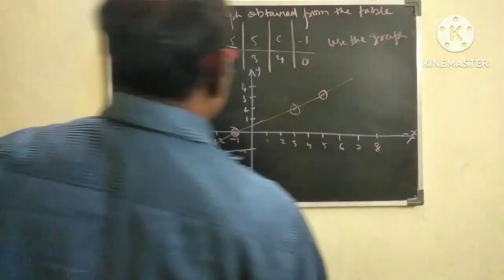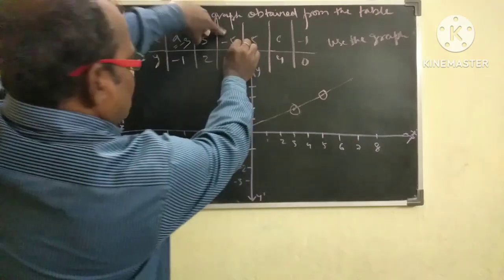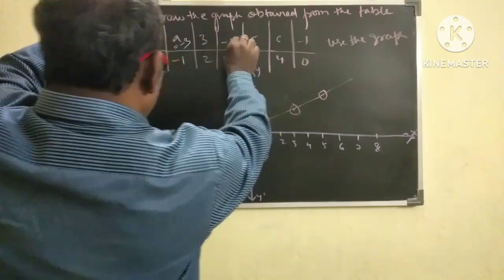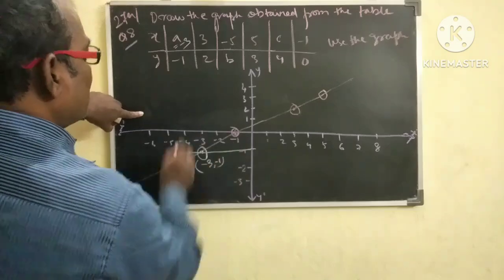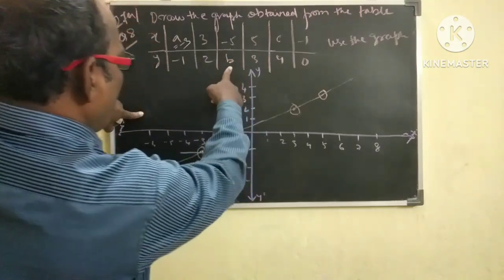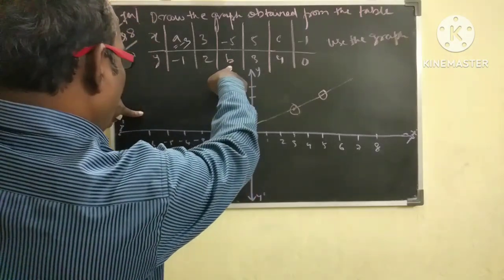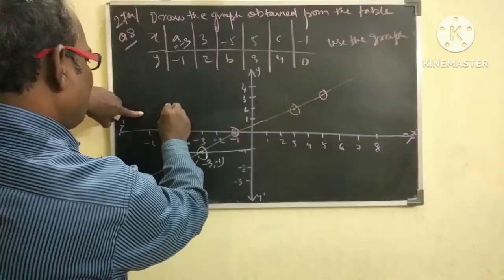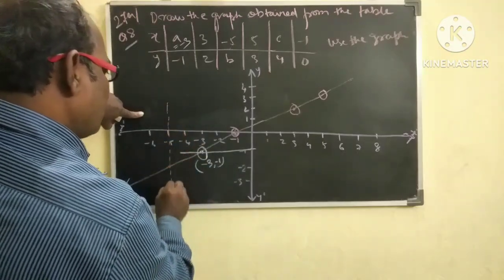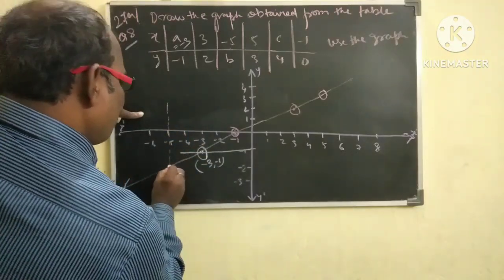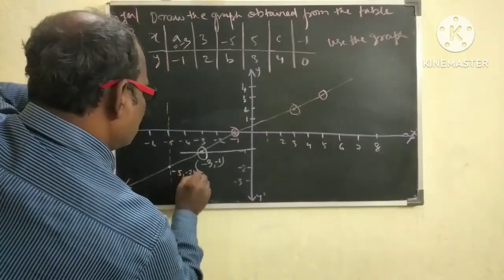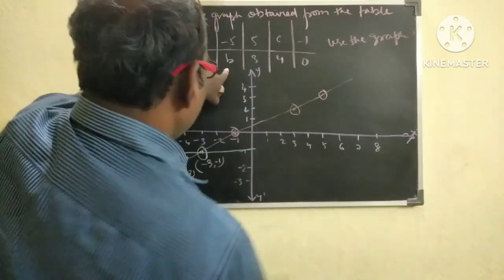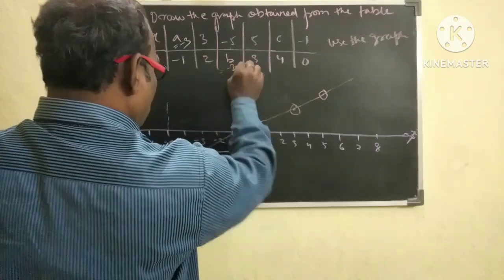Now let us go with the next point, that is x equals -5. So this is x equals -5. We have to find out the point B. So -5 means like this, the line comes over here. So -5 is somewhere here. So this means -5, -2. That means here B equals -2.